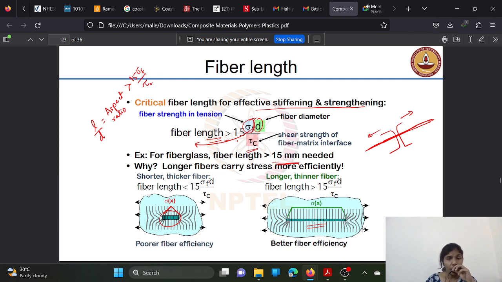And why is it needed? Long fibers carry stress more efficiently than the shorter ones. See here, it has a shorter length, that's why it has poor fiber efficiency. But when you have the larger length, you have better fiber efficiency, because with the larger length the tensile strength is also higher, and with increased fiber diameter the stiffening effect will also be higher.